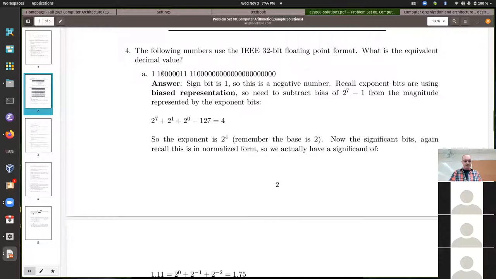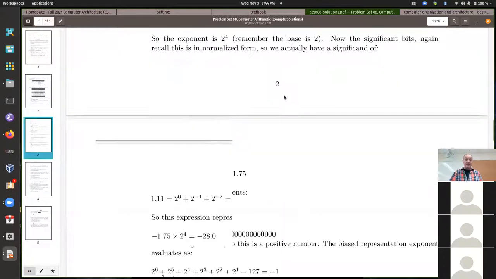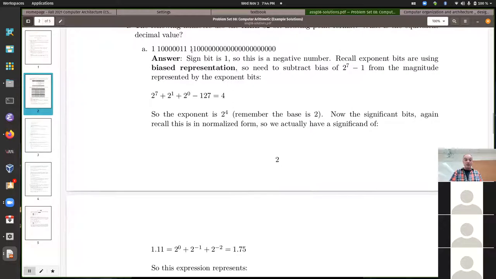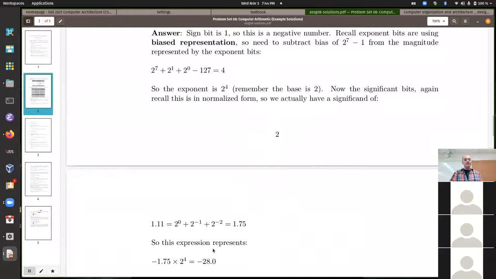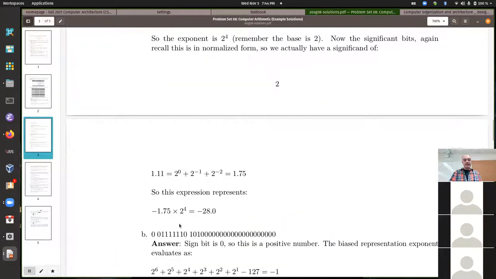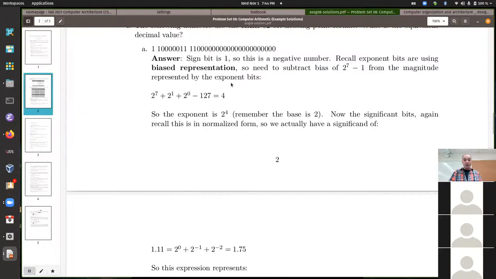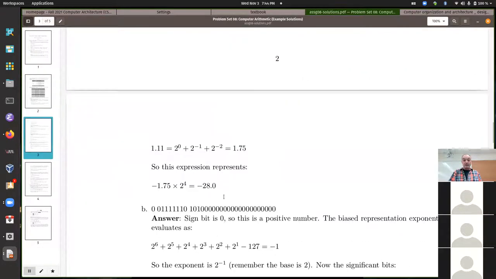You have to figure out what value that represents and subtract 127 from that to get the actual exponent that's implied by these bits. And then another thing you have to know is that this is a normalized form. So the actual value of this is 1.11, right? So we've got 2 to the 0 plus 2 to the minus 1 plus 2 to the minus 2. So that gives us a negative from the sign bit, 1.75 times 2 to the power of 4, putting that all together, minus 28, right?